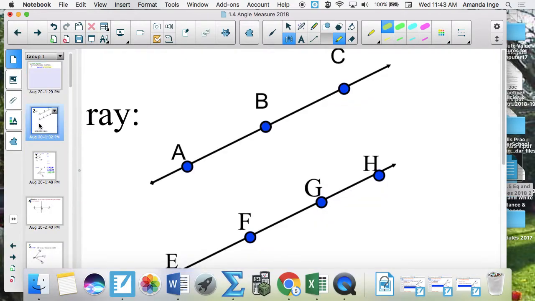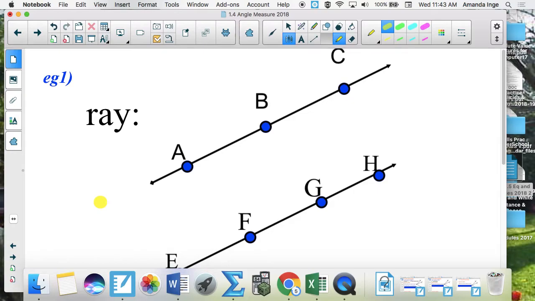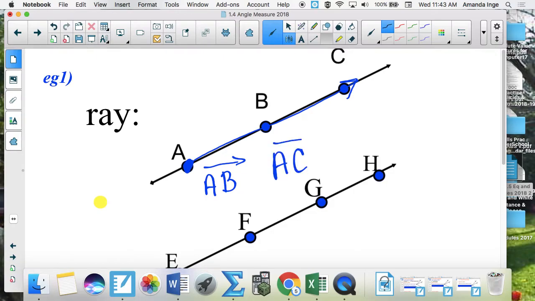I'm going to start by talking about ray again, or reviewing what a ray is. A ray starts in one place and goes in a direction. So it has an endpoint, in this case A, and it goes in the direction of B. And that's the symbol for ray. Or that ray could also be called AC.